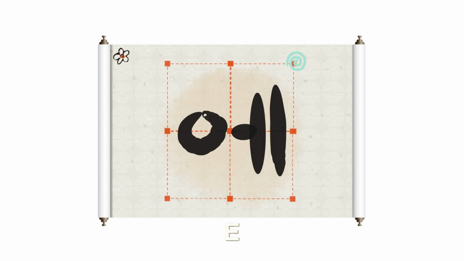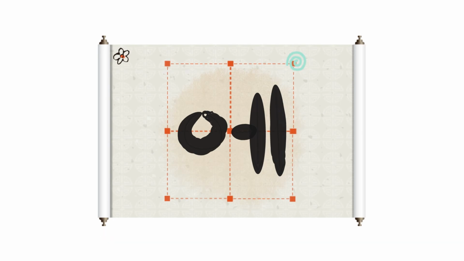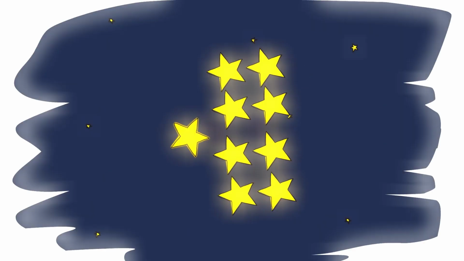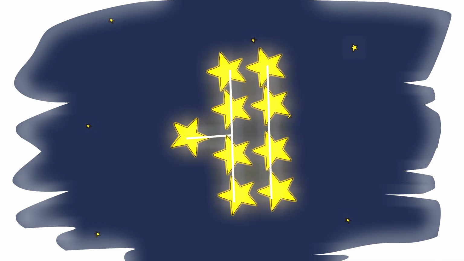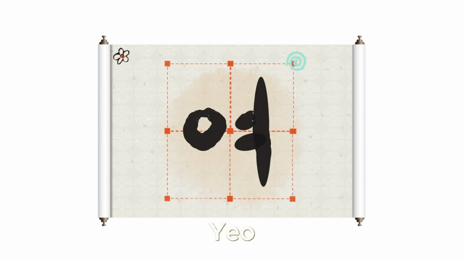에. Right. 어. And draw one more long line to the right. 에. 여.